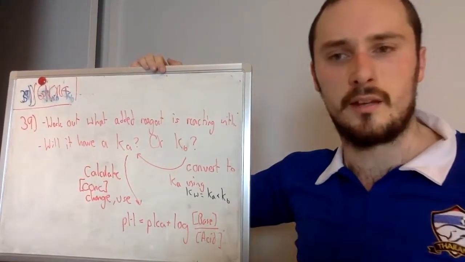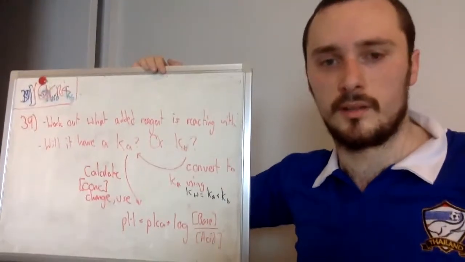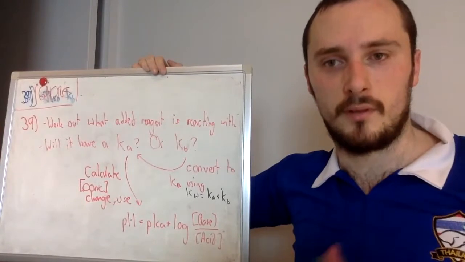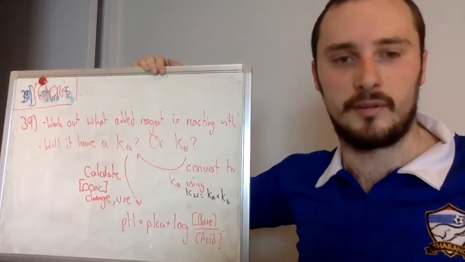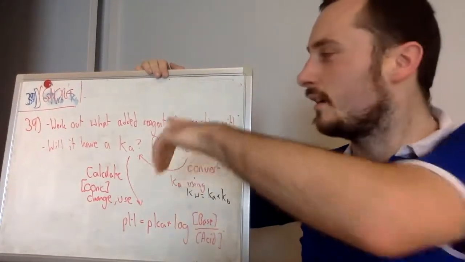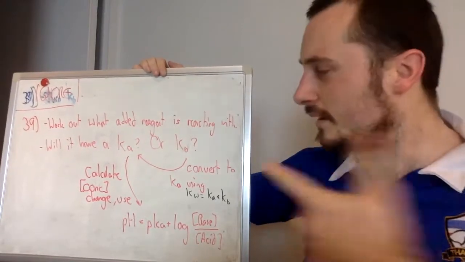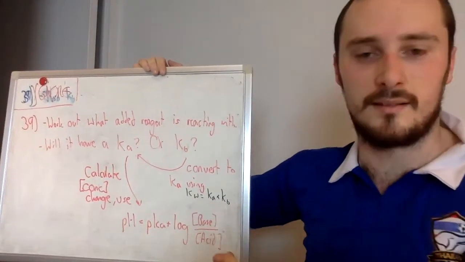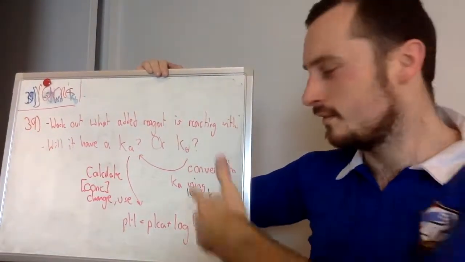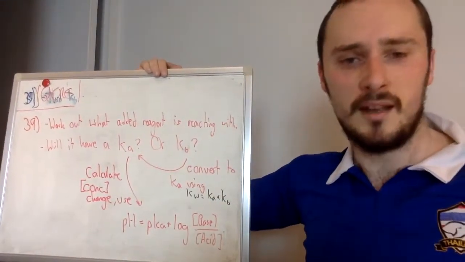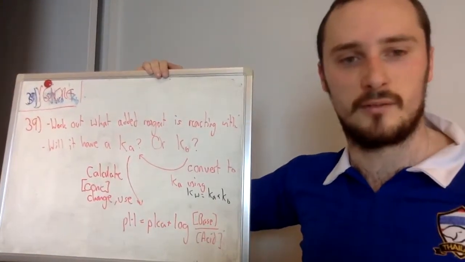For question 39, how to solve it is you need to ask yourself the question, when you add the new substance, what is it reacting with? And your choices are a base and a weak acid. So you're adding a strong acid, therefore it's going to react with the weak base. Second, is that going to have a Ka or a Kb? Well, if it's got a Ka, calculate the concentration change and then use Henderson-Hasselbalch. If it's got a Kb, convert to Ka using Kw equals Ka times Kb, then use that Ka to put into the Henderson-Hasselbalch and then work out your change in pH.